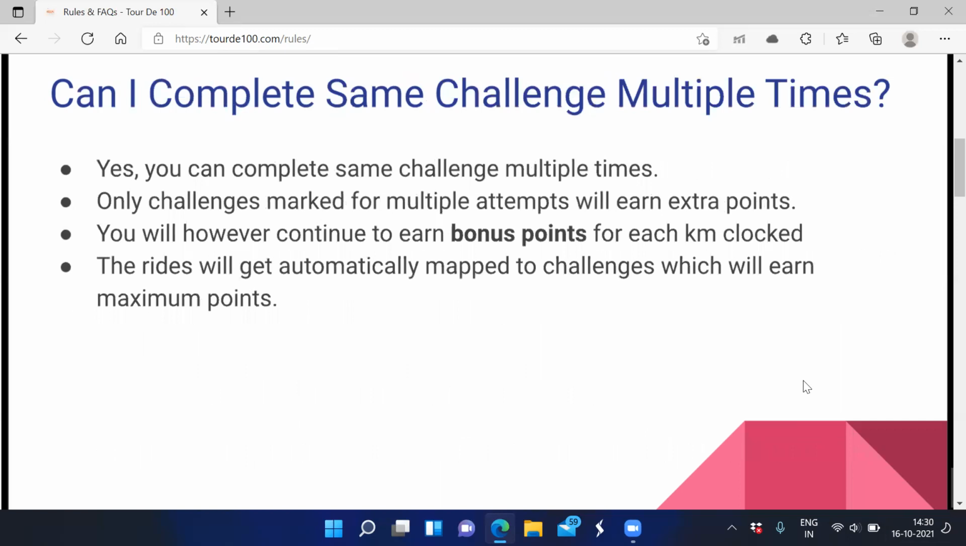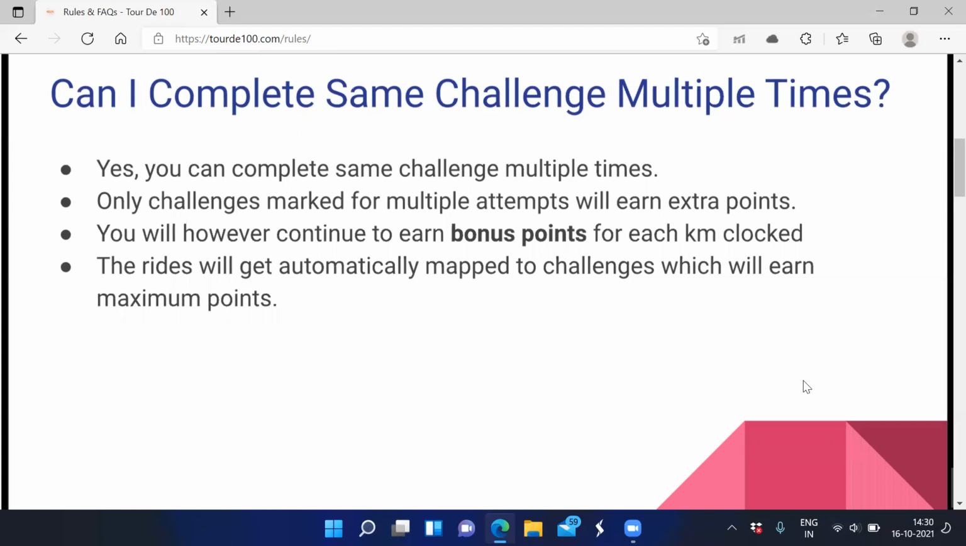Moving ahead. Can I complete the same challenges multiple times? Yes, you can complete the same challenges multiple times. Only the basic challenges cannot be completed multiple times. The advanced level challenges can be done multiple times. And you will, however, continue to earn bonus points for each kilometer clocked.